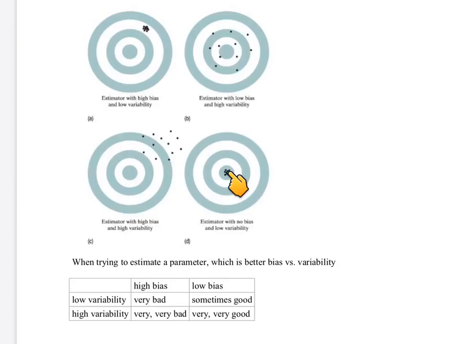You want low bias, low variability. However, what's the next best thing? This guy. Bias is the death of samples. In other words, that is really what this is about. But bias versus variability is just an important distinction.